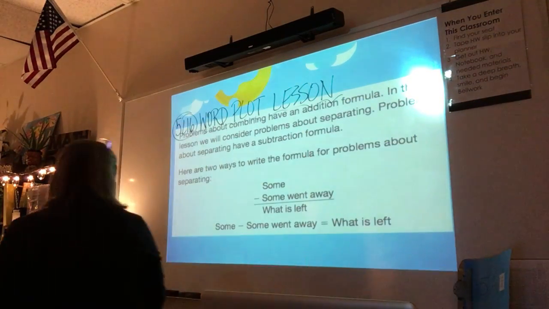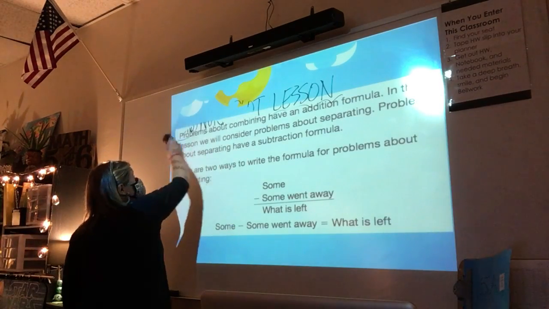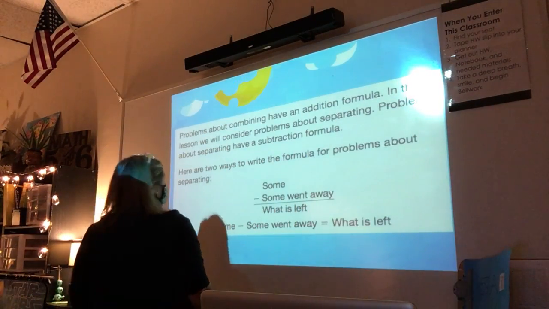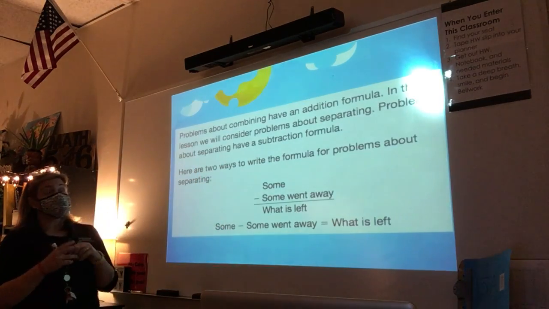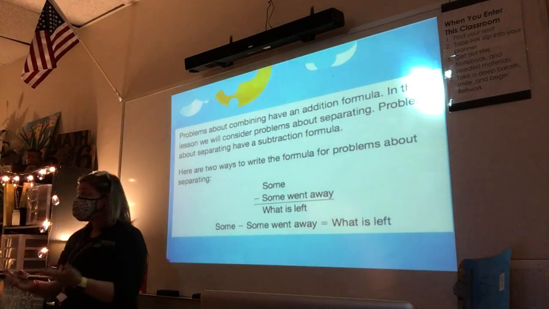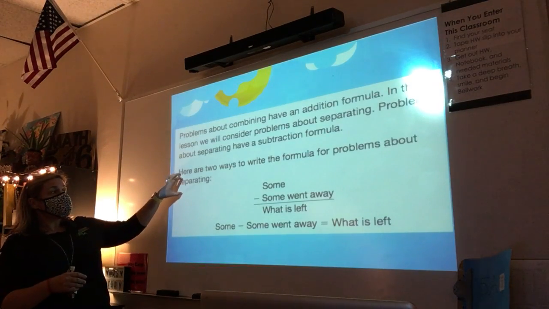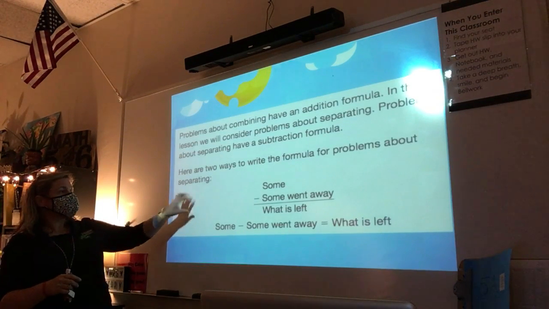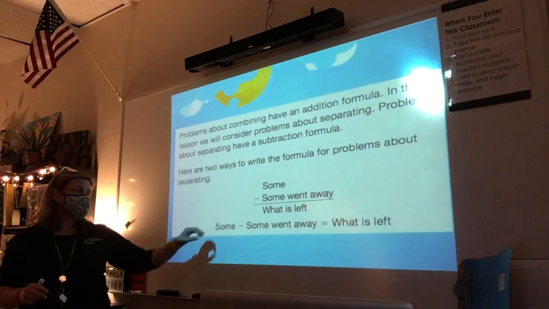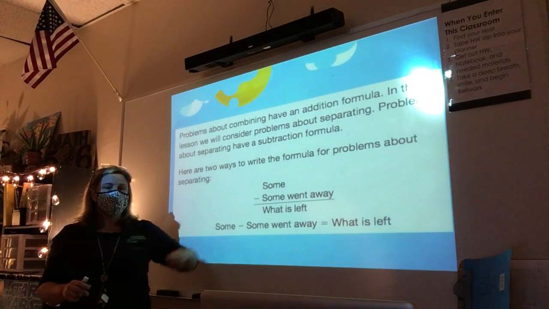So what we're going to do is this. Problems about combining have an addition formula, okay? In this lesson, we will consider problems about separating. Problems about separating have a subtraction formula, okay? Here are two ways to write the formula for problems about separating. We've got sum went away, what is left? So they say sum went away equals what is left.